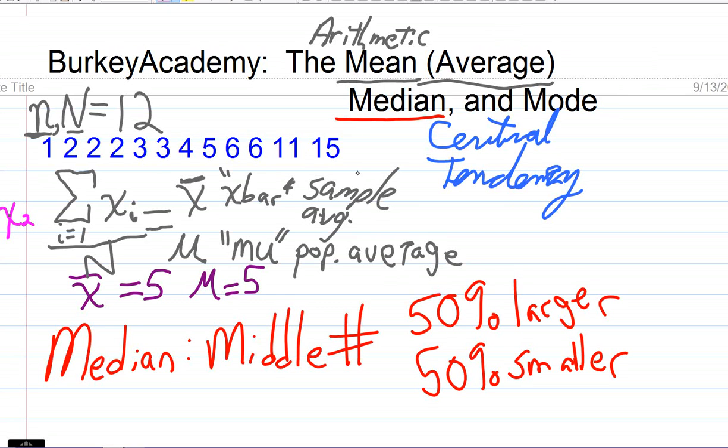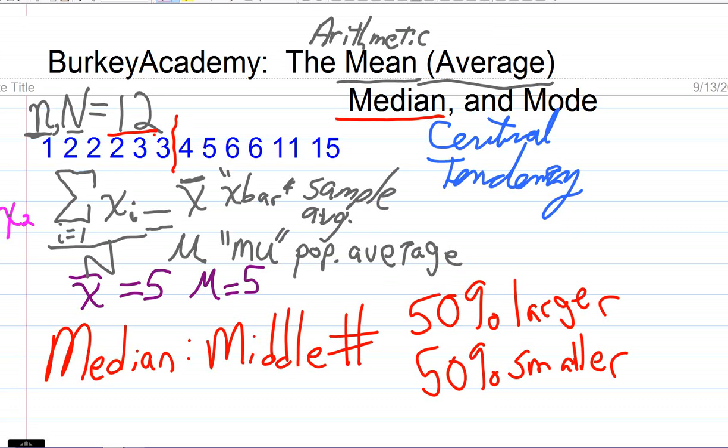So we have 12 numbers. If we want to find the median, where half of the numbers are bigger and half the numbers are smaller, basically what we're saying is we want an even split between the two. And if there are 12 numbers, an even split would mean there are 6 on the right and 6 on the left. So 1, 2, 3, 4, 5, 6. We want to split our data set right there. 6 numbers on the left, 6 numbers on the right.